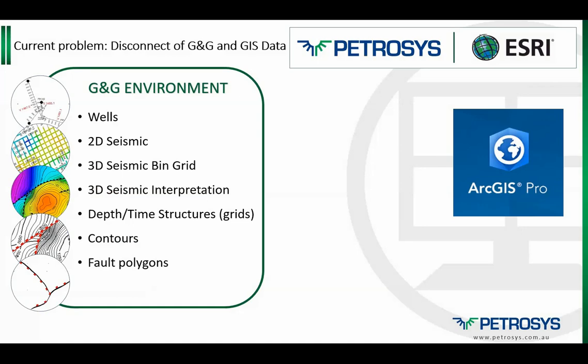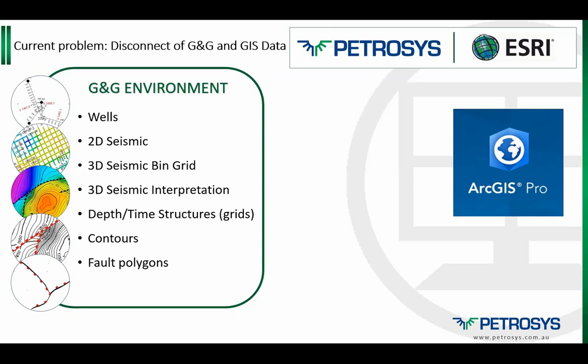Okay, so let's move on then to talk about the things we're going to talk about today. We'll start with what we've identified as being the current problem, the disconnect between the G&G subsurface world and GIS data. So what this schematic is trying to show is that the G&G environment, the sort of things that people want to create maps of or create models using are things like well data, seismic navigation and interpretation, structure grids, so depth and time structure grids, attribute grids, as well as contours and fault polygons.